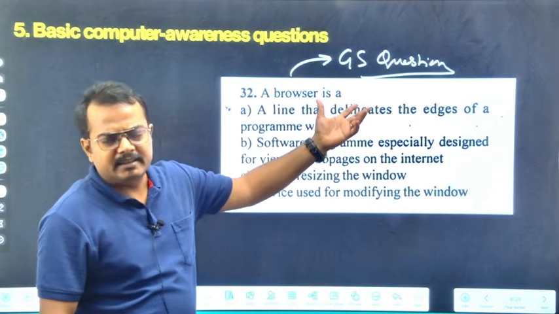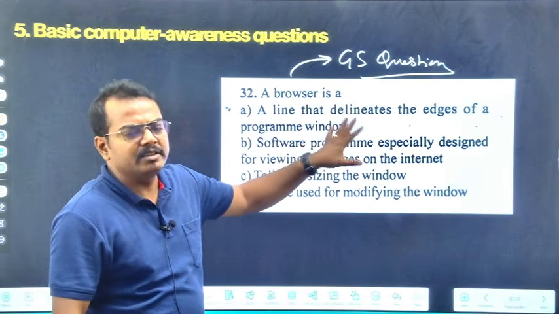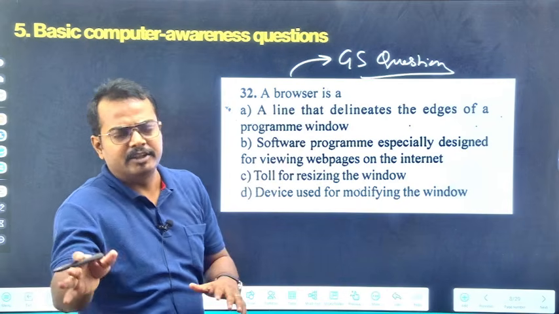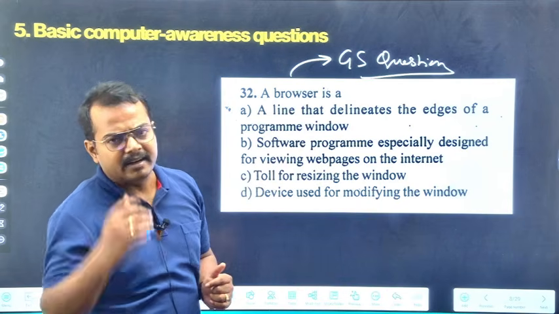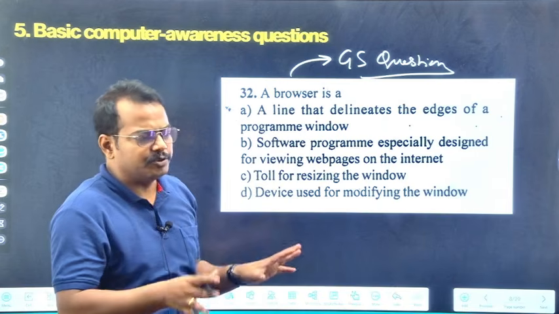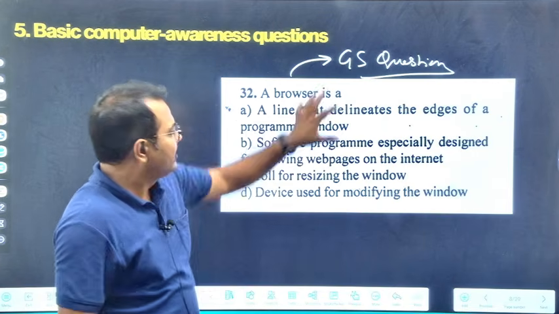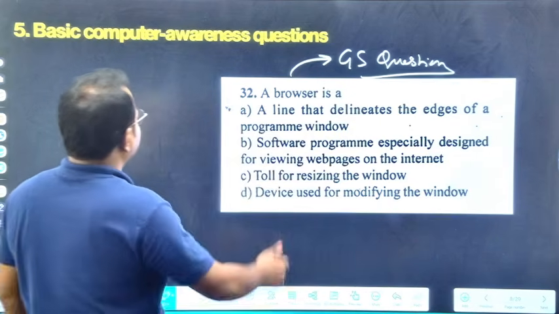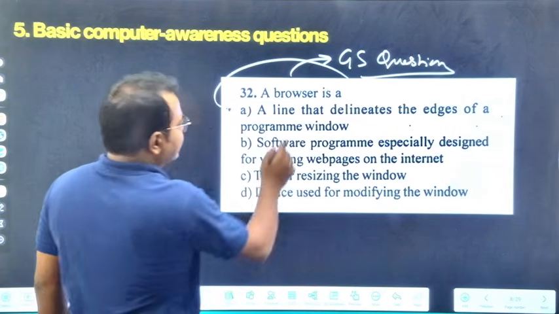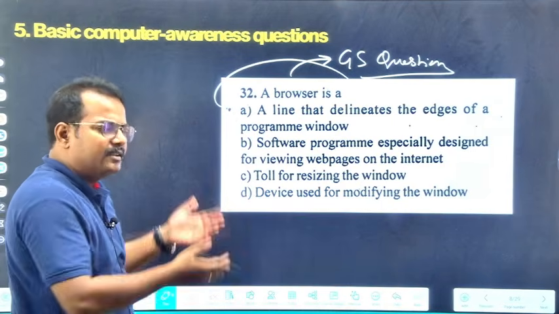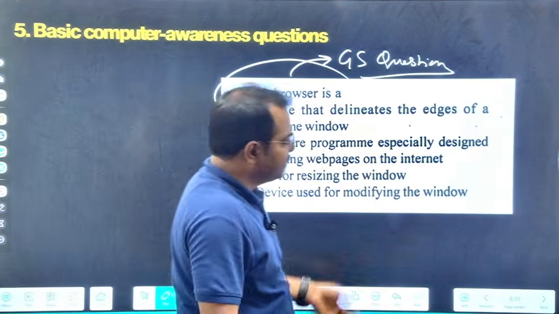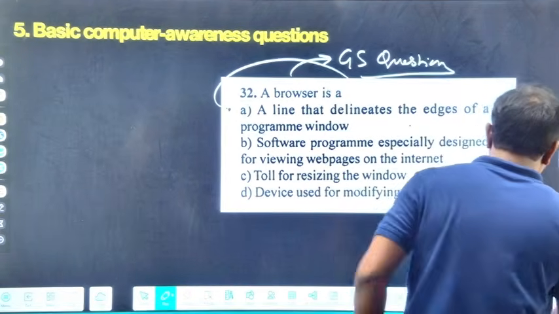In the GS part, in general studies, you will find some questions related to IT and space. Web 3.0 is asked, blockchain technology, artificial intelligence, internet of things, all these questions come in general studies. So here this question came like this: what is a browser, basically. So again a GS question, but it is misplaced in the CSAT paper. So this was question number 32.